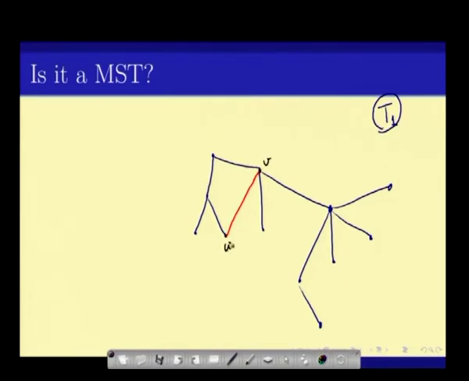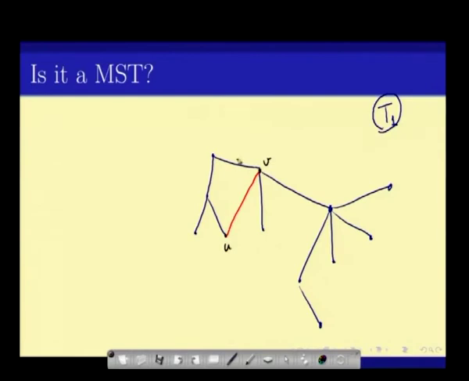Now, in this path, if there exists an edge that is more than this edge, then I can add this red edge and remove this edge, and then I would get a spanning tree with a lesser weight. So, that cannot be. That means all these edge weights on this path must have been less than or equal to the weight of this red edge.